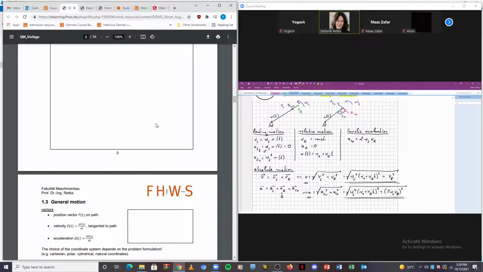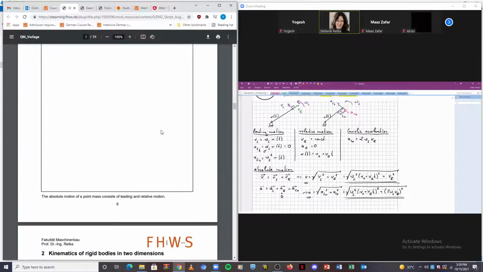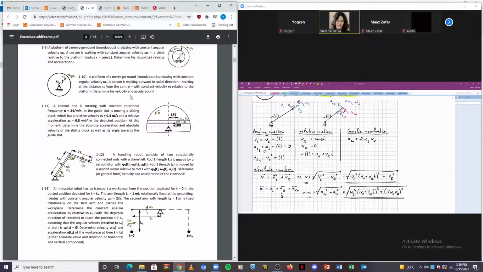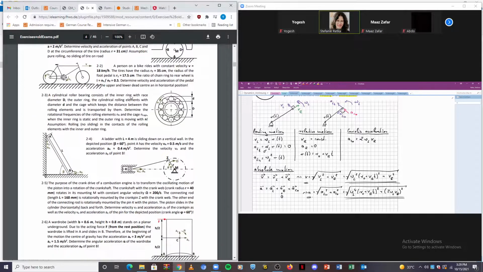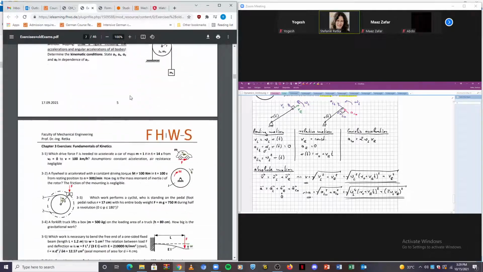Okay. Are there any questions regarding this problem? Okay, we will do another exercise regarding chapter 1 in our Monday class, where you have time to solve it on your own. But again, even if the system might appear a bit more complicated, the approach is always the same. It's one leading motion, it's one relative motion. There might be a Coriolis acceleration. We have to do the vector addition to find the absolute motion.